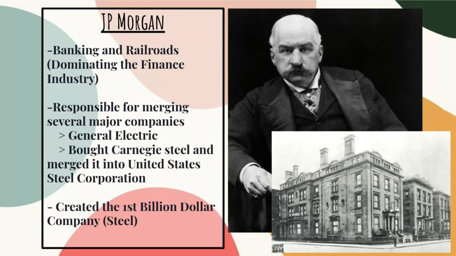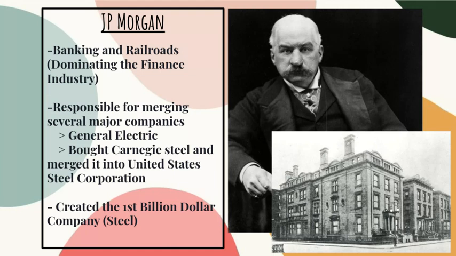Let's talk about J.P. Morgan. Okay, he is going to be a banking and railroad guru. He dominates the financing industry. He even bails out the American government at their time of need. He was responsible for merging several major companies, aka monopolist, okay, such as General Electric. He even buys oil from John D. Rockefeller, or I mean, not Rockefeller, Carnegie Steel, from Carnegie.